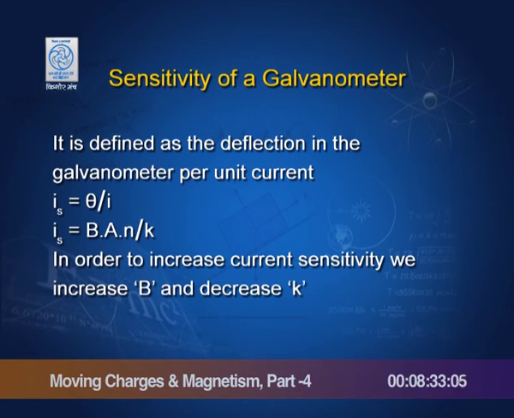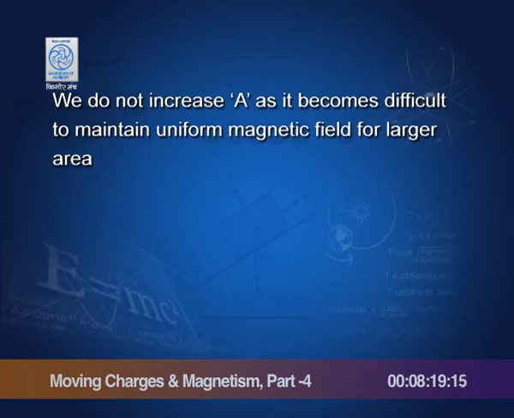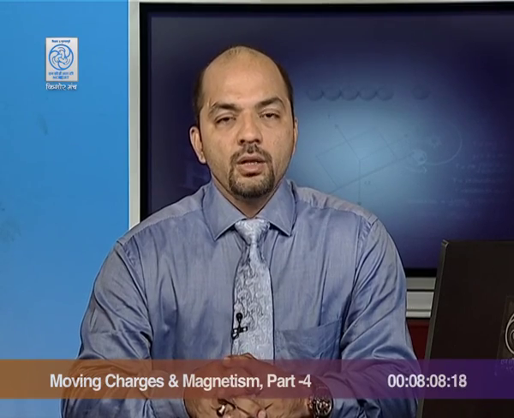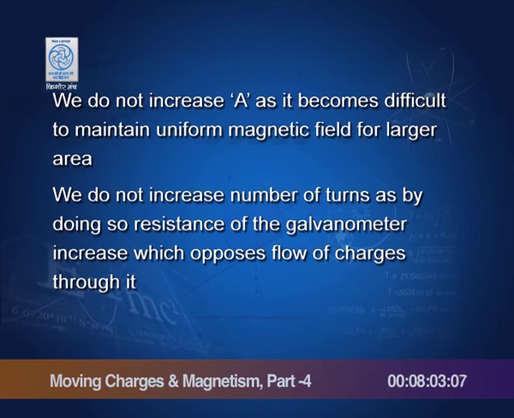In order to increase the sensitivity of the galvanometer, we increase the value of magnetic field B and we decrease the value of force constant K. By doing so, the current sensitivity increases. We do not increase the area of the coil in order to increase the sensitivity. The reason behind it is that it becomes difficult to maintain a uniform magnetic field for larger area. We do not increase the number of turns also, as by doing so the resistance of the galvanometer increases, which opposes the flow of charges through it.